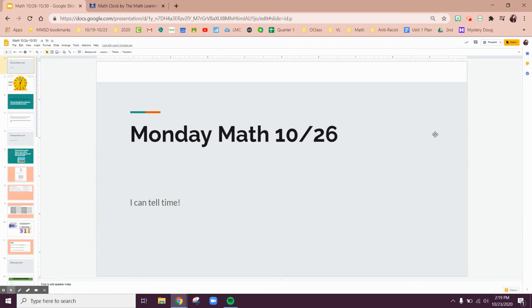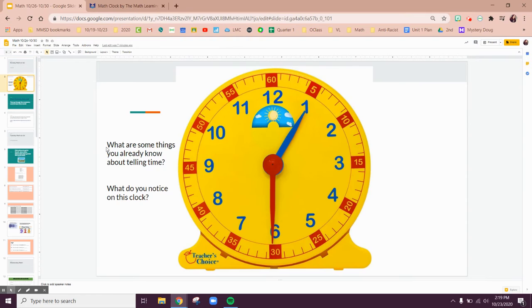Hi, today is Monday, October 26th, and today in math, we're going to be focusing on telling time. So, when we're thinking about telling time, time is an important part of our lives. We have to get up at a certain time, we go to Zooms at different times throughout the day. Time is really important. Here is a clock.